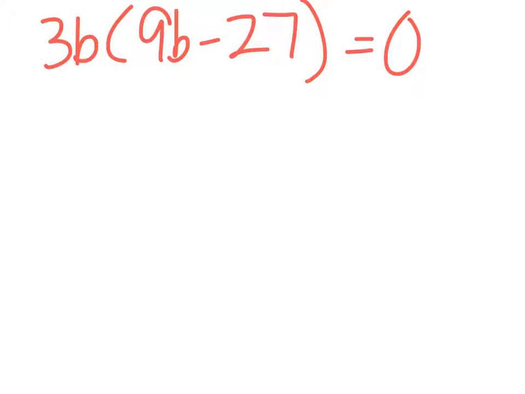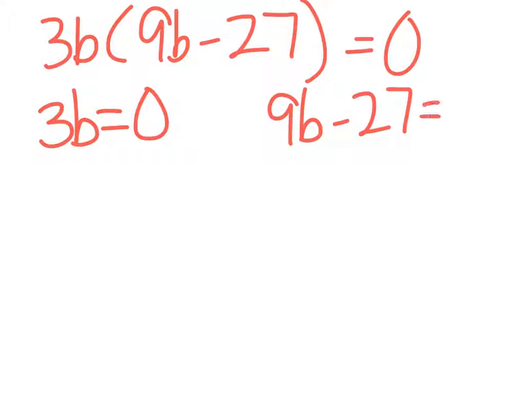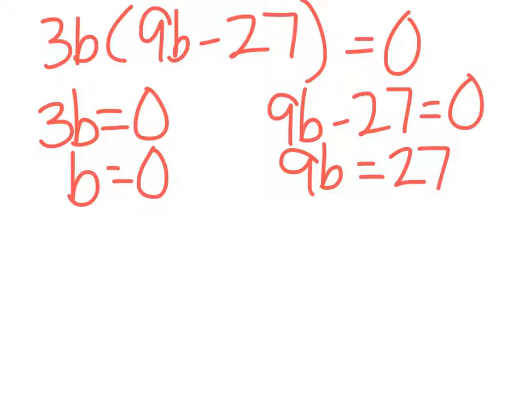You have to solve it 2 ways, because to get this to equal 0, you know that either 3b has to equal 0 or 9b minus 27 equals 0. So if you solve both of those, you'll get 2 solutions. If I divide each side here by 3, I will get b equals 0. Because if I divide this by 3 and this by 3, b equals 0. There's one of your solutions. On the other side, you should get 9b equals 27 by adding it to both sides. Divide each side by 9, I should get b equals 3. Those are your 2 solutions. You should put them back into the original part at the beginning to see if it works. And if I look, they do.